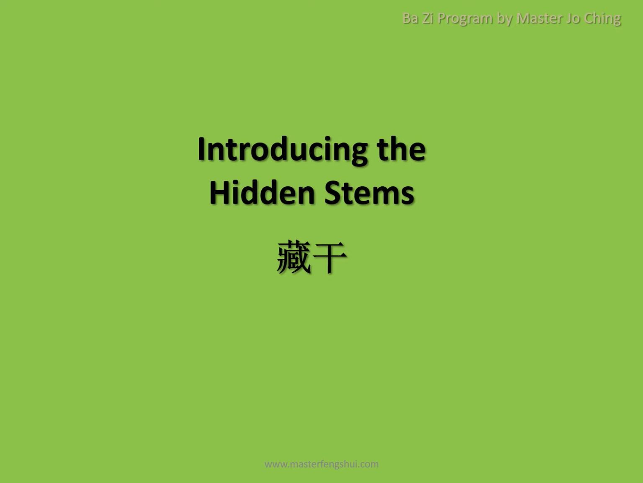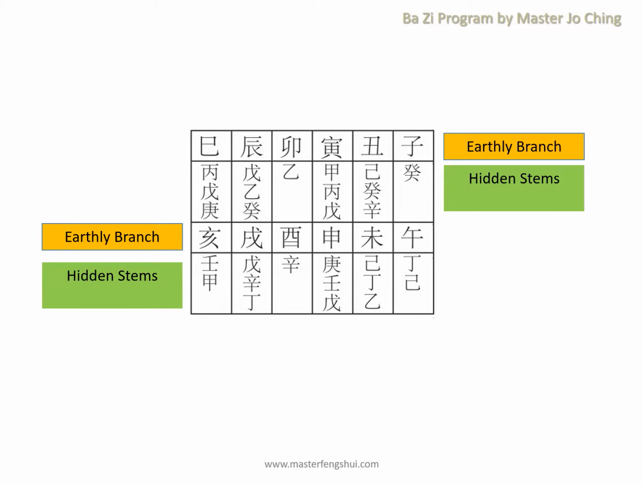So let me now introduce you to the hidden stems, because in topic number 1, the first video, we only talked about the stems and the branches, but there's one more layer known as the hidden stems. And this is just a macro view of the 12 earthly branches. This is the layer here. And these are the hidden stems, which can range from 1 to a maximum of 3. But I'm going to, of course, translate them into English and go into more detail.